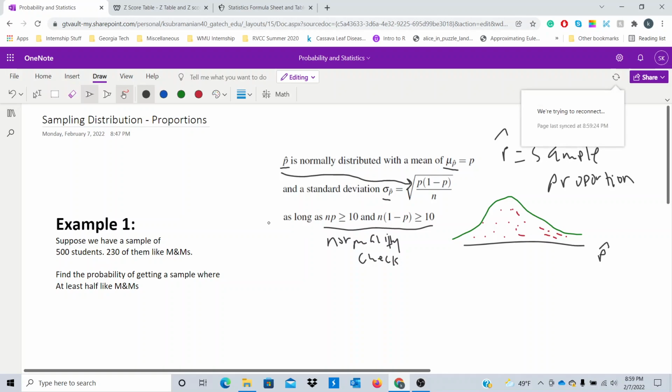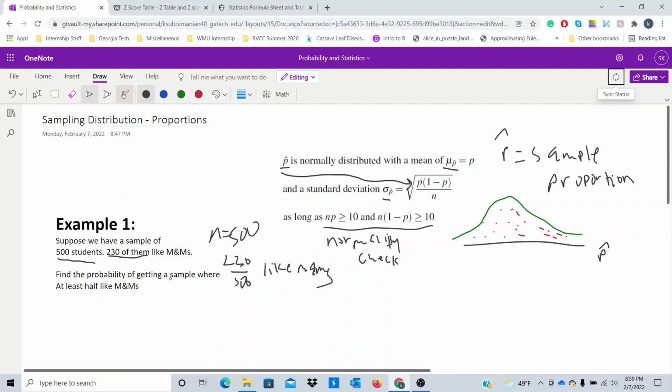So let's dive into the example. Example 1: we have a sample of 500 students, so n equals 500, that's our sample size. And we know that 230 of them like M&Ms. So 230 out of 500 like M&Ms.